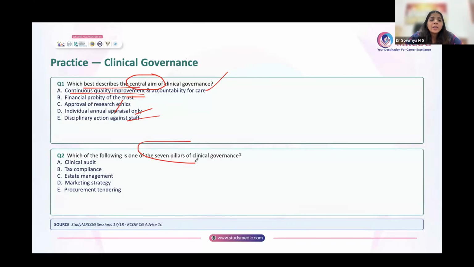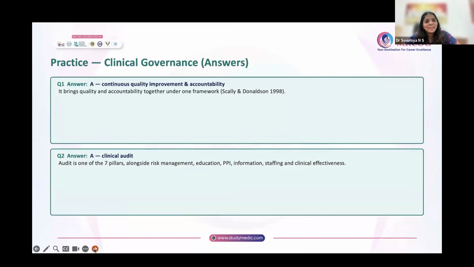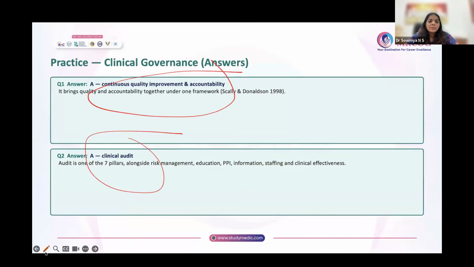Which one of the following is one of the 7 pillars? Audit, yes. Tax compliance, no. Estate management, no. Marketing strategy, no. Procurement rendering, no. I hope your exams were as easy as this. It is never so easy. Anyways, just to keep your concepts clear, once you go through the questions, you would always remember. As I mentioned, clinical governance is always about continuous quality, and clinical audit is one of the 7 pillars.